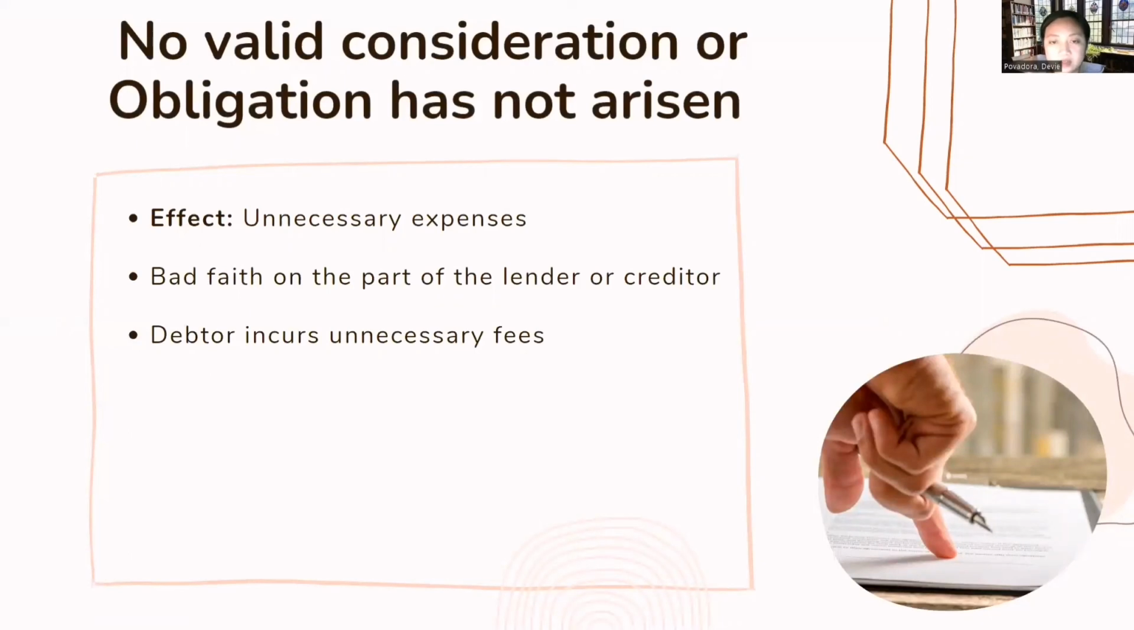Or in another instance, the debtor would request to have the check be posted on another date as there are no funds in the account yet, but the lender would instead deposit the check to push the debtor to pay, to exploit the debtor's fear of prosecution. In both instances, while BP 22 punishes the act of issuing an unfunded check, the creditor in both cases would cause the debtor unnecessary expenses, as corresponding fees may be charged by the bank for dishonored checks.